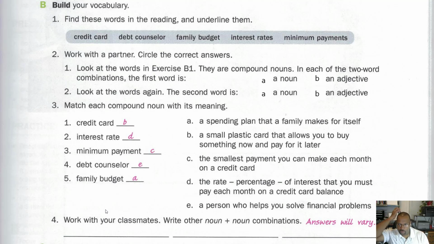Number 4 is work with your classmates. Write other noun plus noun combinations, meaning write other compound noun combinations. So we've talked about a bunch of them, right? See if you can come up with some more. And please share them with us in WhatsApp, or you can share them with me through email or through WhatsApp, a personal message or DM, actually.